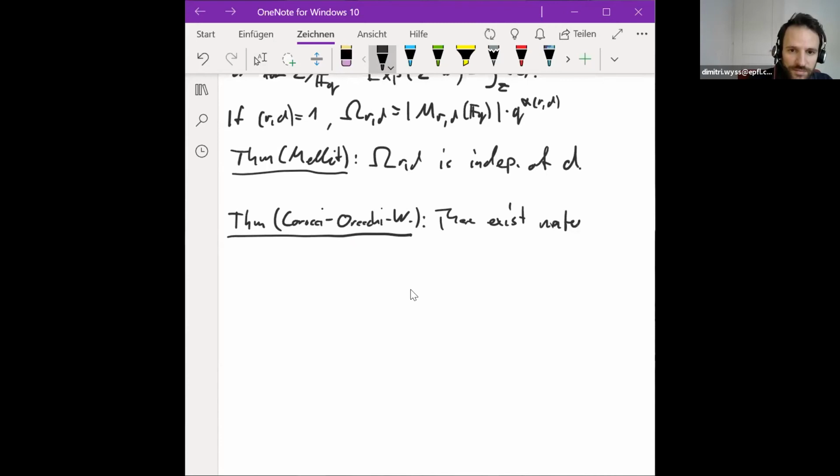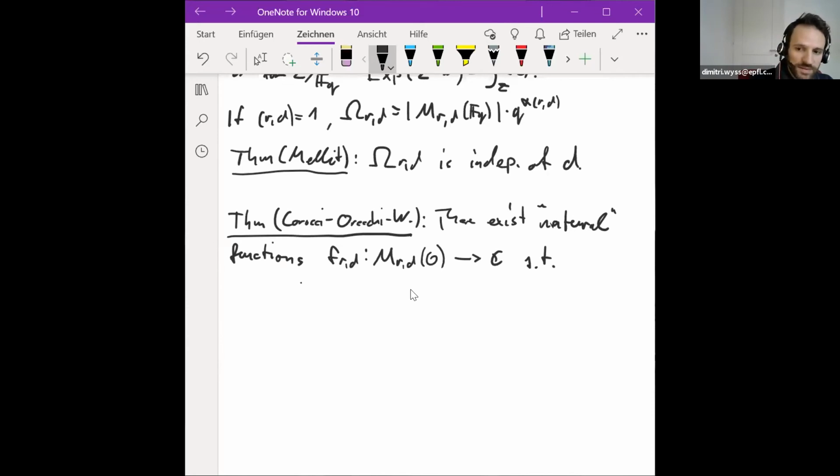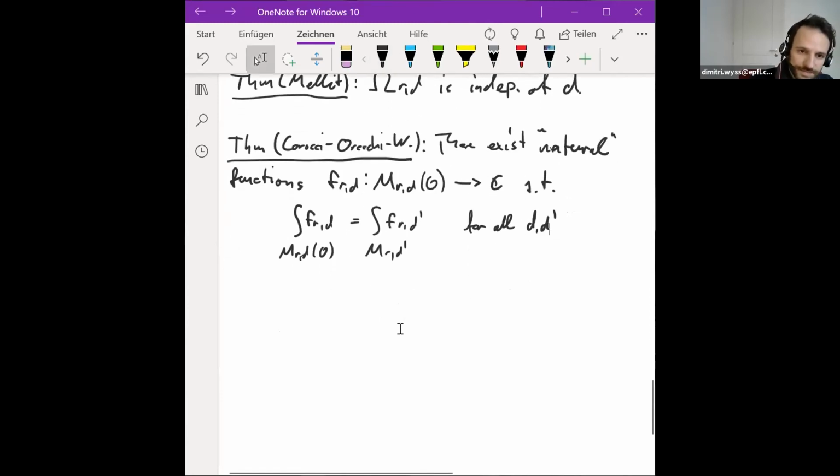sort of natural functions, and I will try to explain where these natural functions come from, which live on this coarse moduli space on the O-valued points, and they are complex valued, such that if you integrate them, then the corresponding integral will be independent of the choice, and this is for all D and D prime, independent of whether they are co-prime or not.